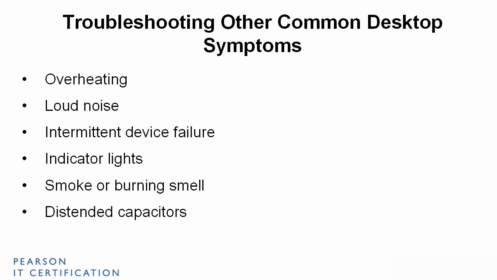Call the fire department if necessary. And you want to make sure that your sprinkler system in your organization is working properly. That should be tested every 6 months or so. So there's a little bit about other common desktop symptoms, and that's it for this sub lesson.